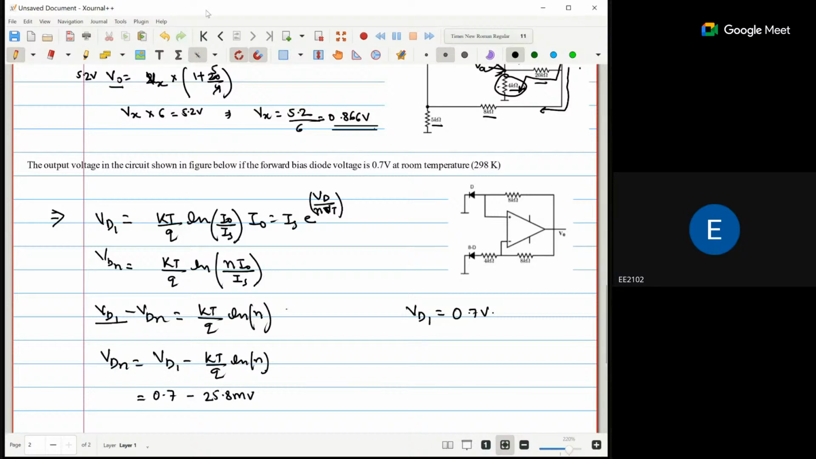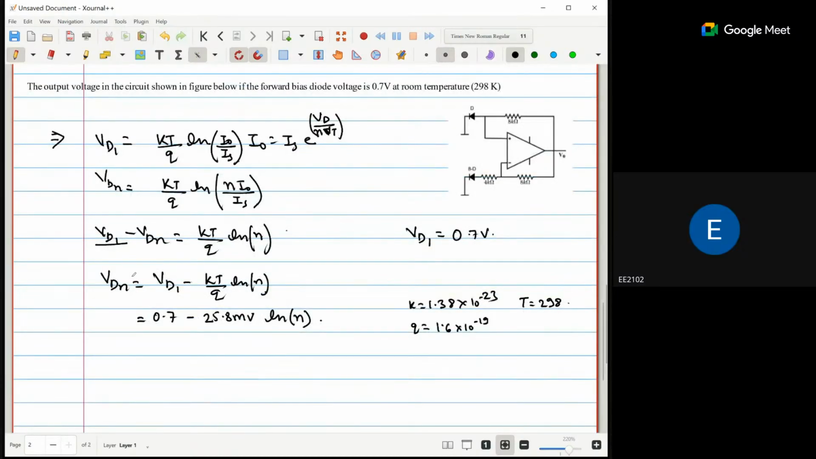You put the value of K, the Boltzmann constant, which is 1.38 into 10 raised to power minus 23. Q is 1.6 into 10 raised to power minus 19. And T is given as 298. So KT by Q we calculate, and it is around 25.8 millivolt. Okay, so 25.8 ln of N, and we have the 8 diodes, so the value of N is 8.